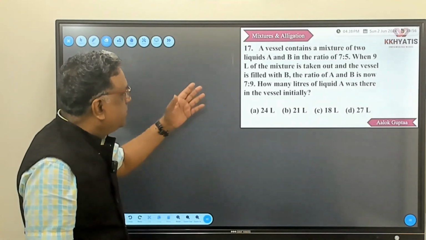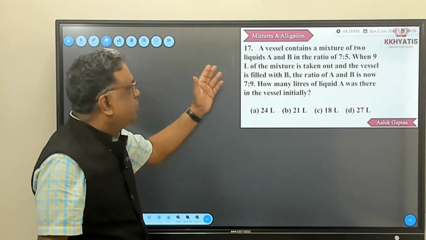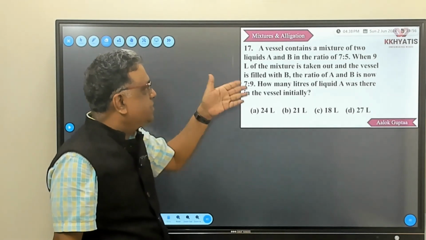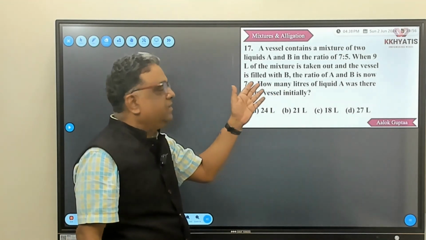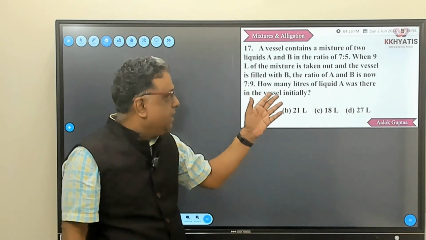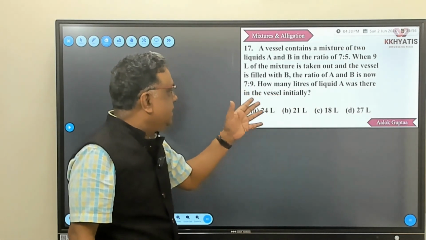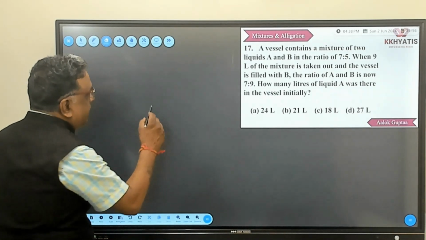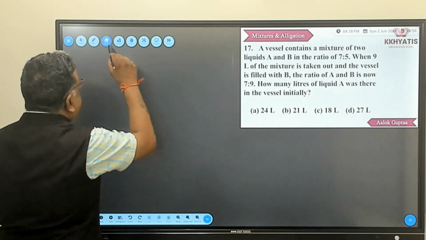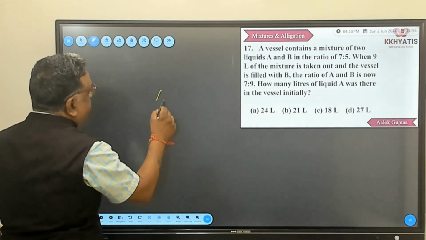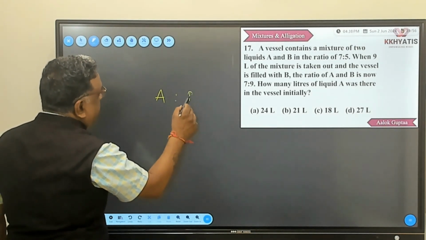So the next sum goes like, a vessel contains a mixture of two liquids A and B in the ratio 7:5. When 9 liters of mixture is taken out and the vessel is filled with B, the ratio of A and B is now 7:9. How many liters of liquid A was there in the vessel initially? So what has been said? There is a vessel which has two liquids, A and B.